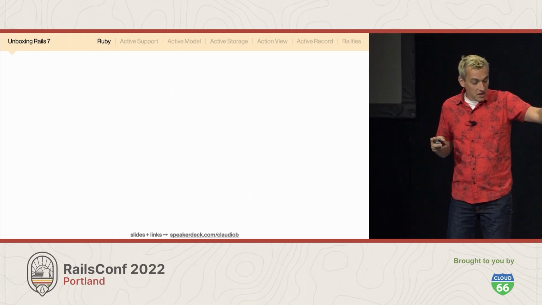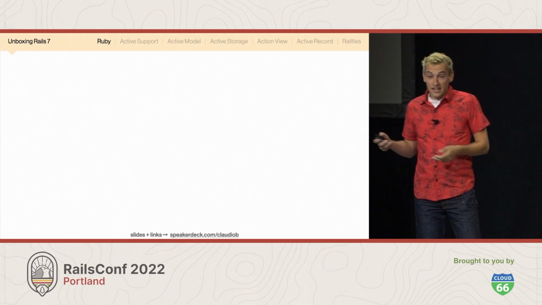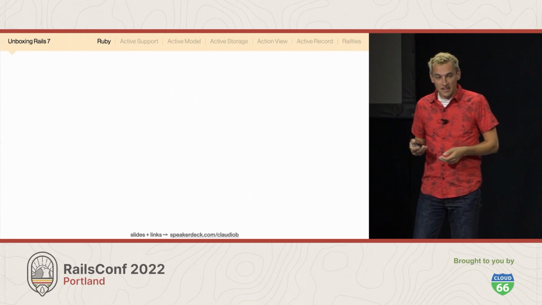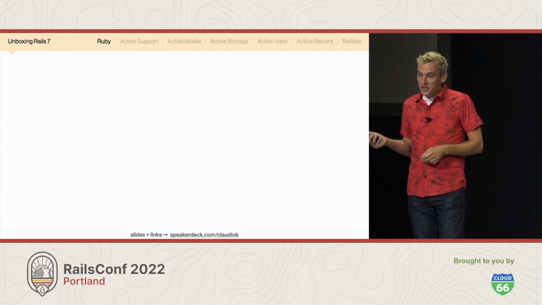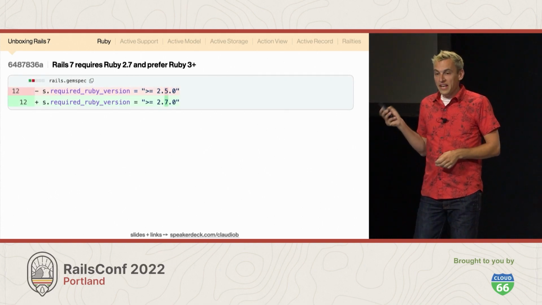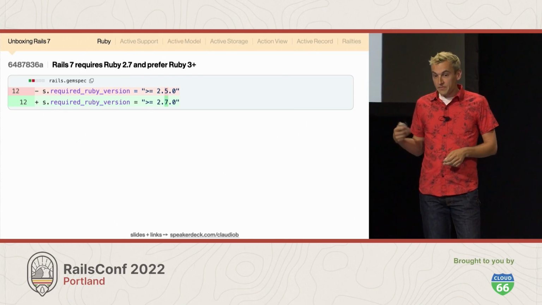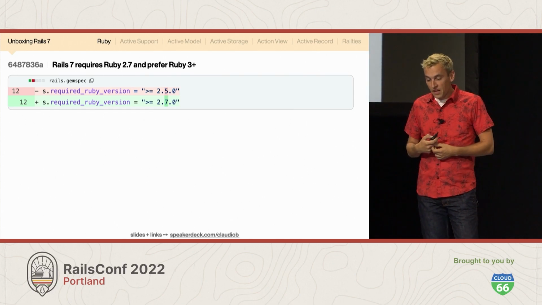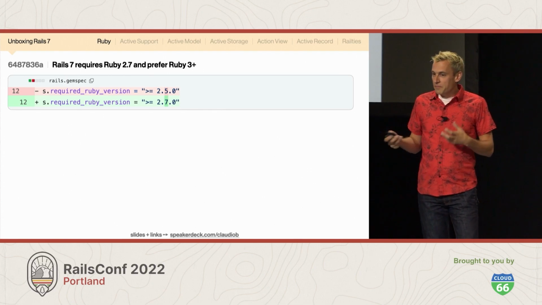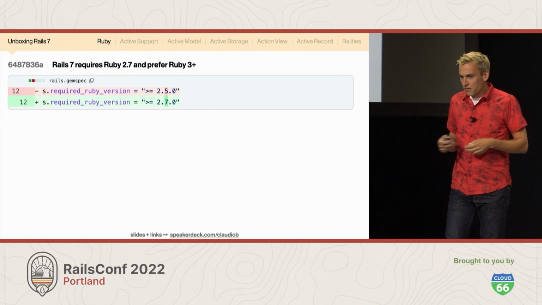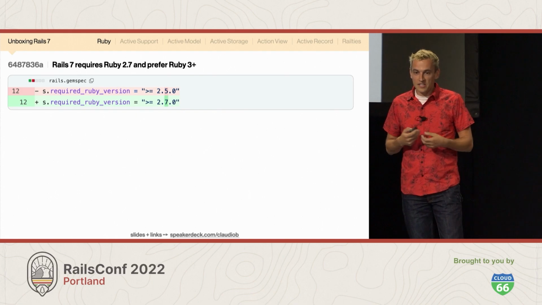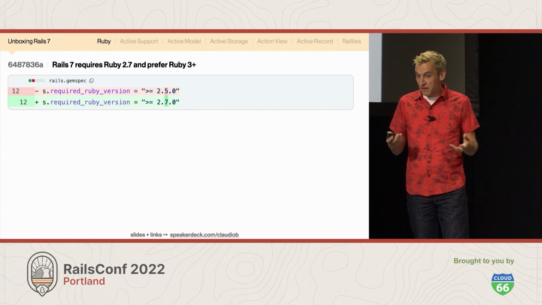OK, so not only Rails has evolved, but Ruby itself has evolved. There is a new release every Christmas. So if you want to use Rails 7, you need at least Ruby 2.7, recommended Ruby 3. This shouldn't be a big deal. They're backward compatible. They've been out for a couple of years. But it's great because they're more performant, so it benefits your application.